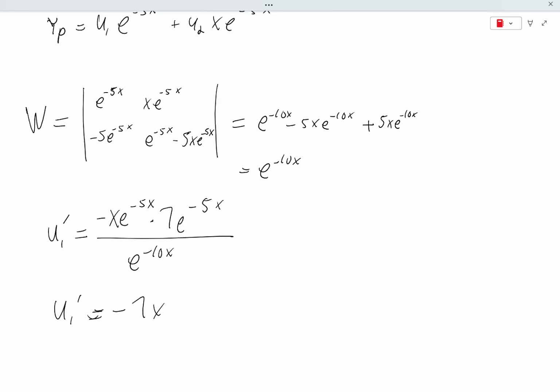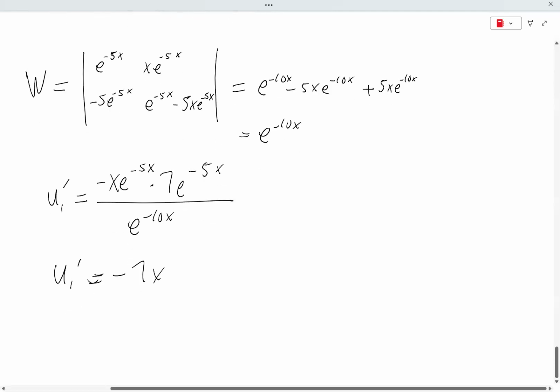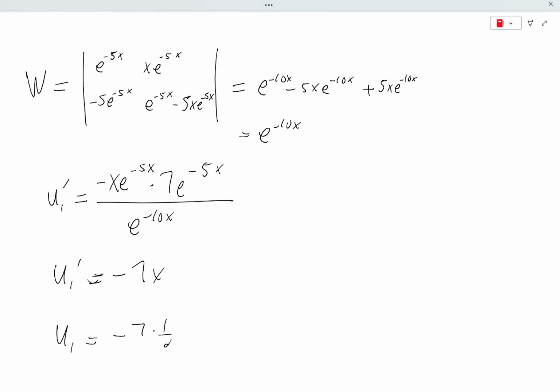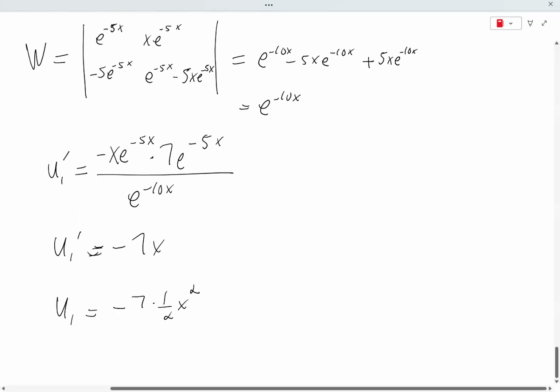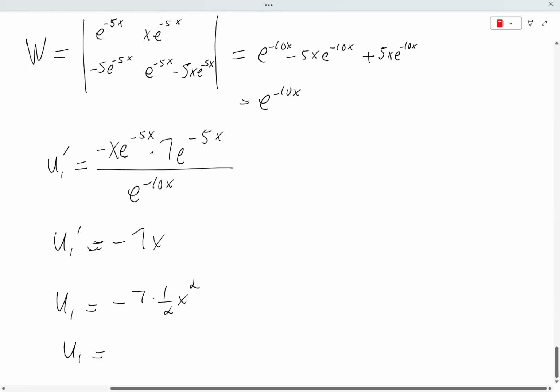So that's u1 prime, it's negative 7x. Okay, and then I guess you can finish this one off here. So u1 is equal to, now antiderivative there, so it's negative 7 times 1/2 x squared. No plus c needed here on this. So u sub 1 is equal to negative 7/2 x squared.